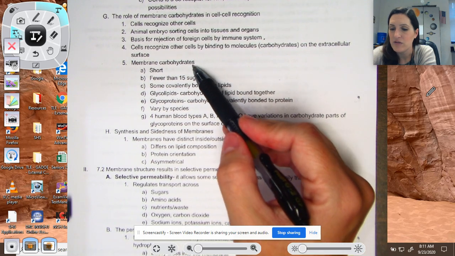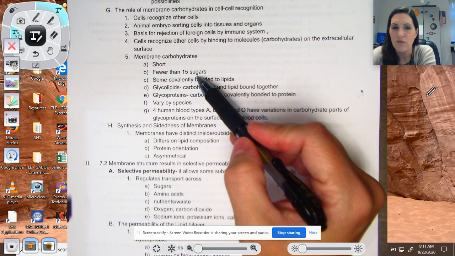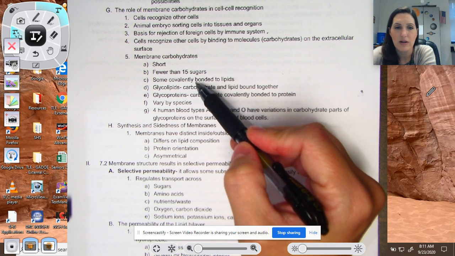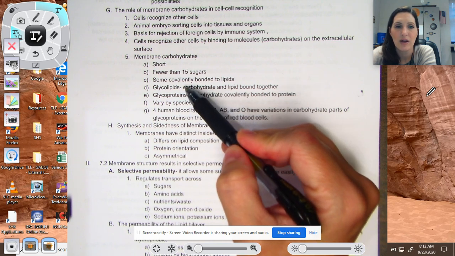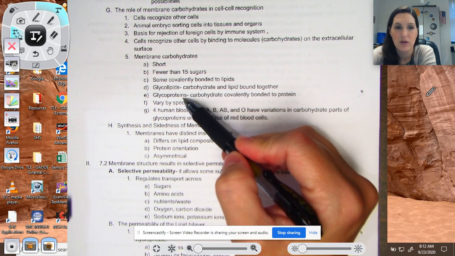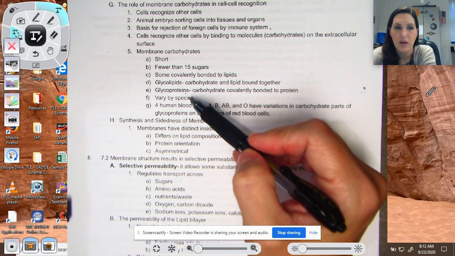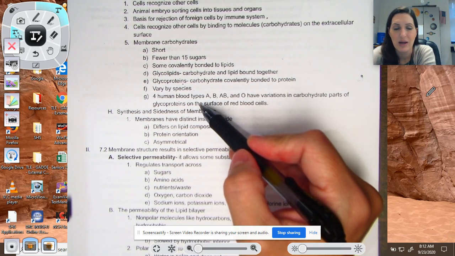Membrane carbohydrates. So remember that carbs are sugars. They're short. They have fewer than 15 sugars. They're covalently bonded to the lipid. If a carbohydrate and lipid are together, they call it a glycolipid. If a carbohydrate and a protein are together, we call it a glycoprotein. It varies by species, and this was interesting about the human blood.